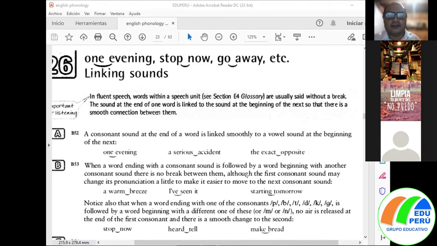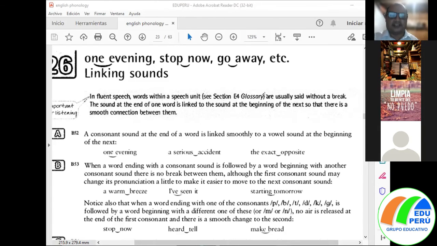Stop now. Go away. So you're going to join the two sounds. One evening. Stop now. Go away. Notice that I'm going to introduce a sound to connect the two vowels. Go away, go away, go away. In fluent speech, words within a speech unit are usually said without a break. No pauses, right? The sound at the end of a word is linked to the sound at the beginning of the next, so that there is a smooth, soft connection between them.